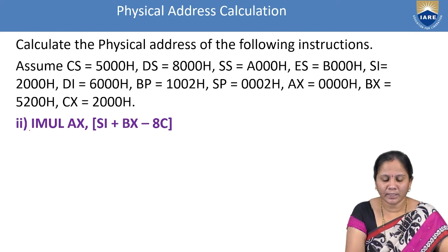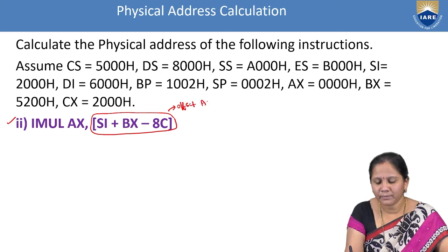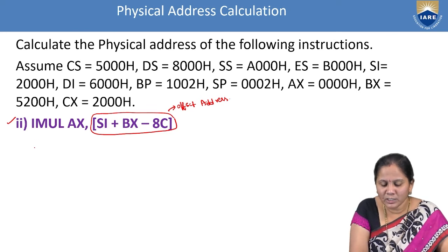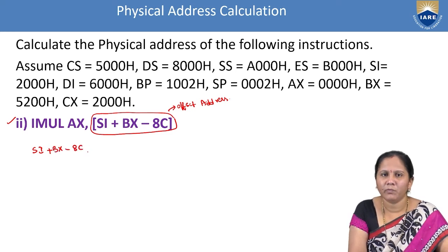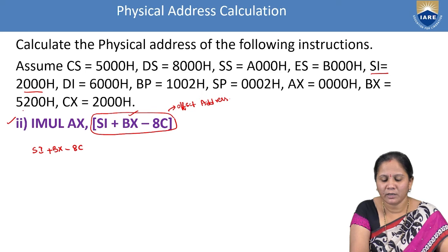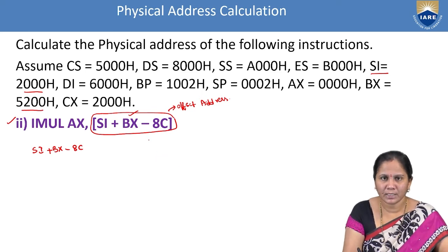Now, for the same data, the second example is given, that is IMUL, which represents signed multiplication, and here AX, and this part of the instruction entirely will give the offset address. First we will find the offset address: SI plus BX minus 8C will give the offset address. The value of SI is given, so it is 2000H. We have to consider that value, and the value of BX is given, so it is 5200H.